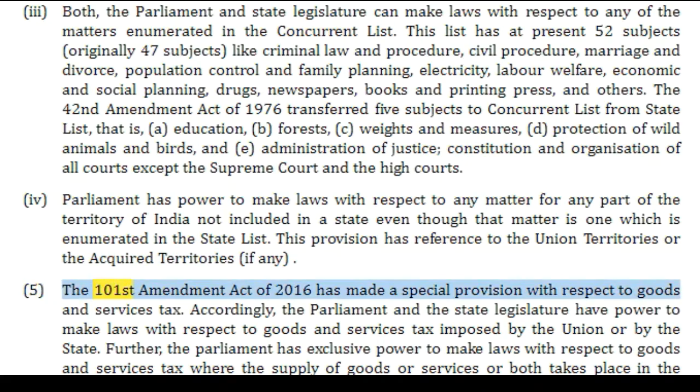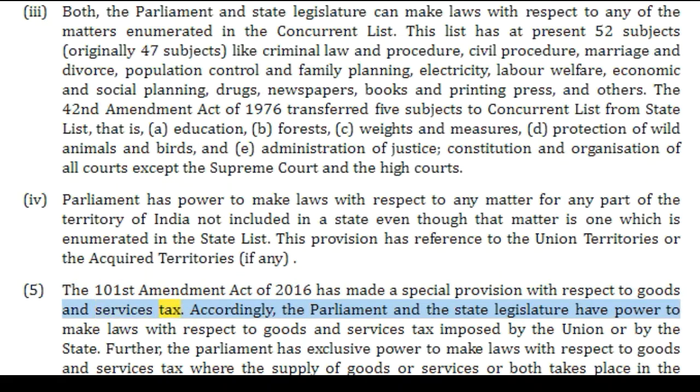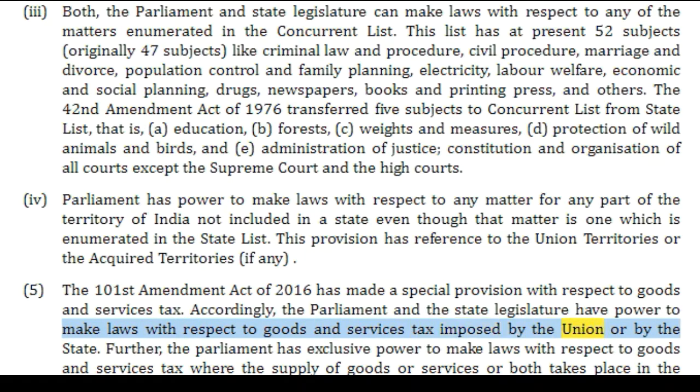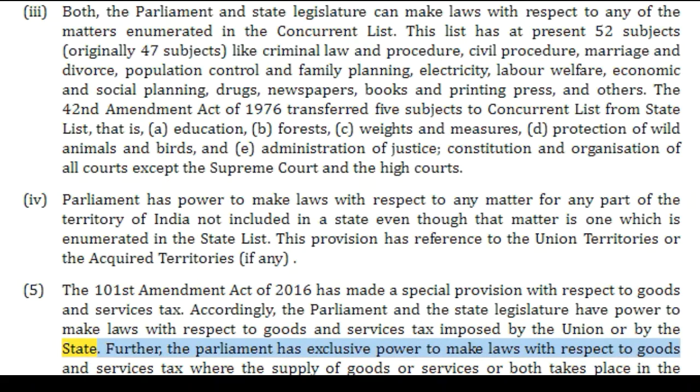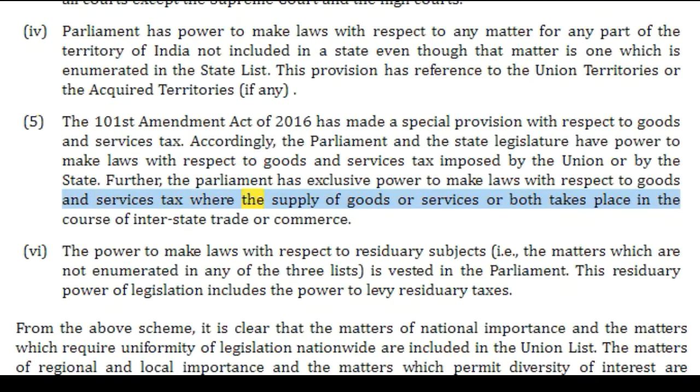5. The 101st Amendment Act of 2016 has made a special provision with respect to goods and services tax. Accordingly, the Parliament and the state legislature have power to make laws with respect to goods and services tax imposed by the Union or by the state. Further, the Parliament has exclusive power to make laws with respect to goods and services tax where the supply of goods or services or both takes place in the course of interstate trade or commerce.